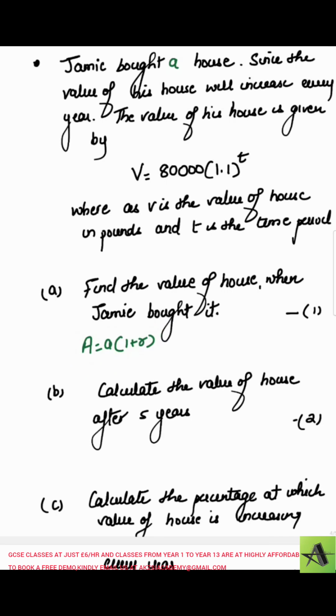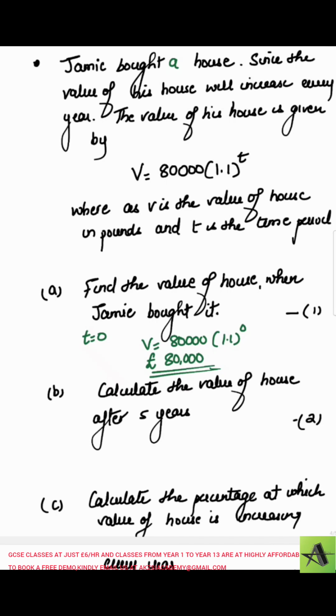So we can clearly see that A in this case is 80,000. So £80,000 is the initial value of the house. This is the value of the house when he bought it. Also, we can calculate it because when he bought the house, time was 0, obviously. So V equals 80,000 times 1.1 to the power of 0. Anything to the power of 0 is always 1. So the answer is 80,000. So £80,000 is the initial value.